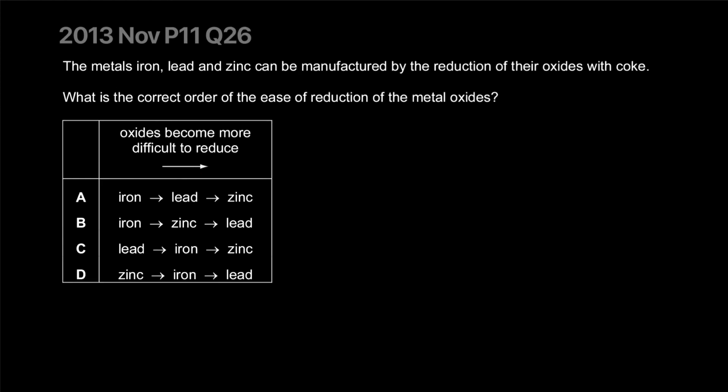The metals iron, lead, and zinc can be manufactured by the reduction of their oxides with coke. What is the correct order of ease of reduction of the metal oxides? So this is a brilliant, not really. It's just an okay question, but it kind of pokes a hole at the whole reactivity series concept and how people just don't know it too well, right?